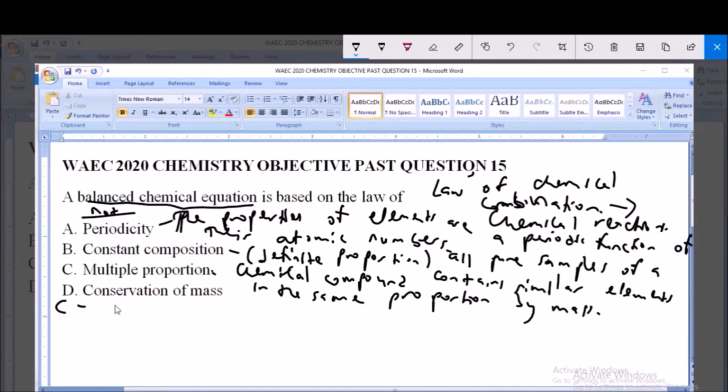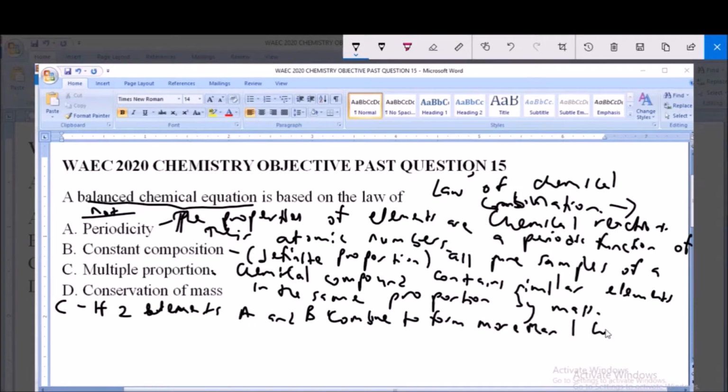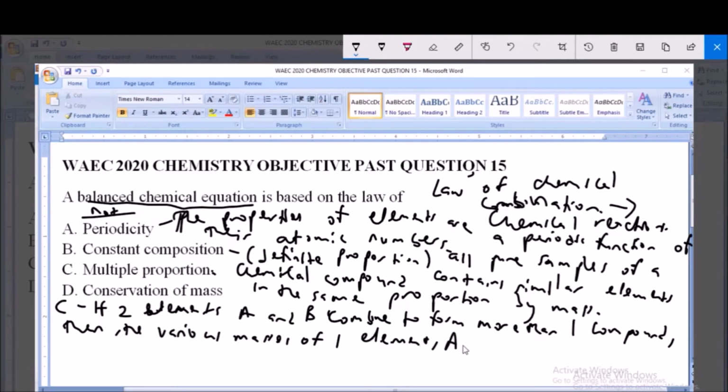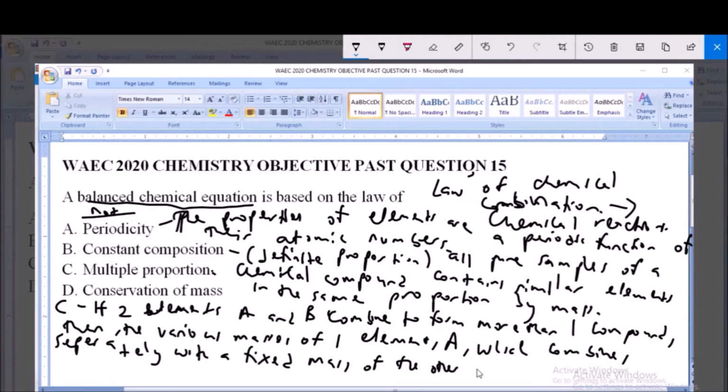Now option C, the law of multiple proportions, states that if two elements A and B combine to form more than one compound, then the various masses of one element, A, which combine separately with a fixed mass of the other element, B, are in simple multiple ratio.